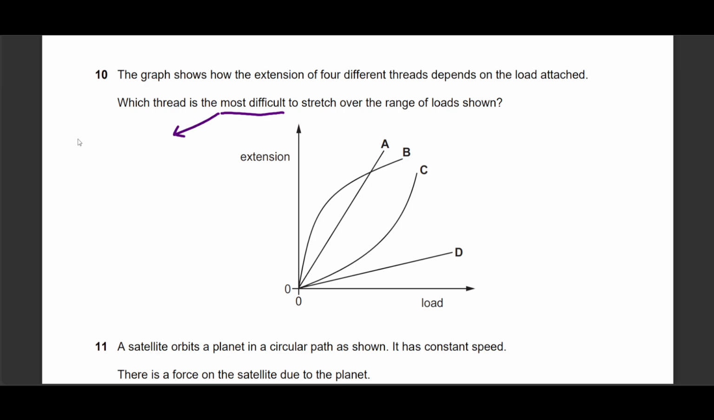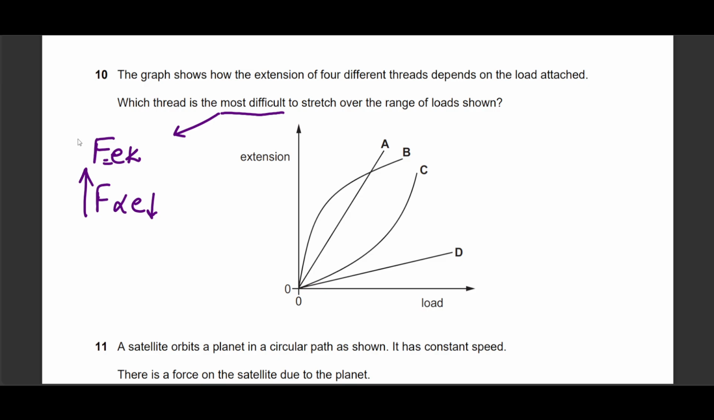You see, most difficult would mean that by the extension principle, which is force is proportional to extension, or F equals k e, as Hooke's law suggests. So force is proportional to extension. Most difficult to stretch would mean that you apply a very high force, but a very little change of shape is experienced. You apply a lot of force, but nothing happens, right?